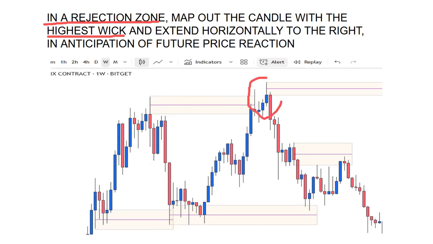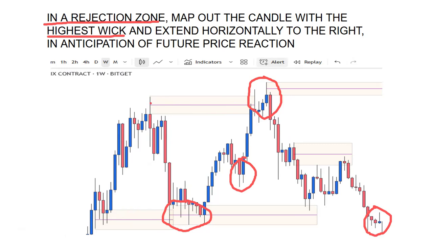So we look at these zones. We call them rejection zones. We look at all these rejection zones, and what we do is map out the candle with the highest wick. We map out the wick of the candle. If this candle is the one that has the highest wick, we mark out that wick.